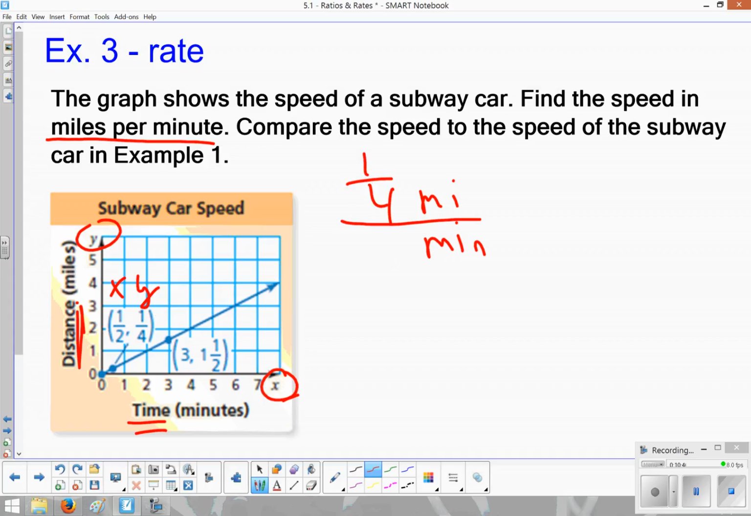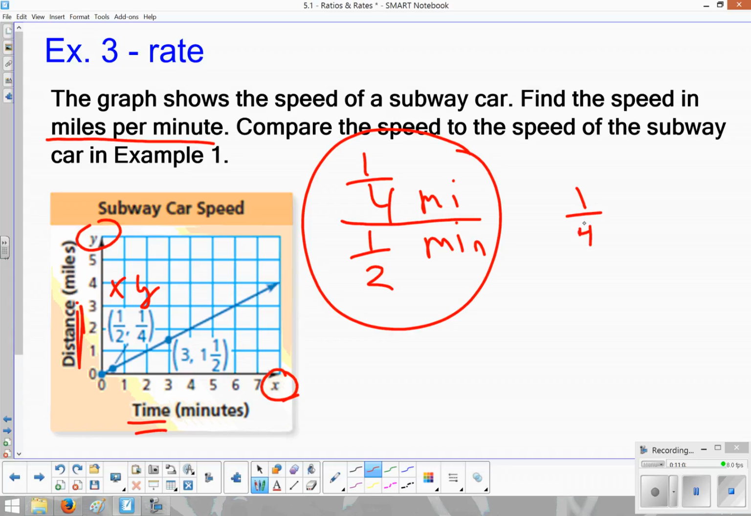And then minutes is right here, and that is represented in x. So I'm going to go look at my x. That's 1/2. And to find the rate, all you need to do is divide the top into the bottom. So I'm going to go ahead and take 1/4 and divide it by 1/2. But I noticed when you're dividing a fraction, you can't divide a fraction.